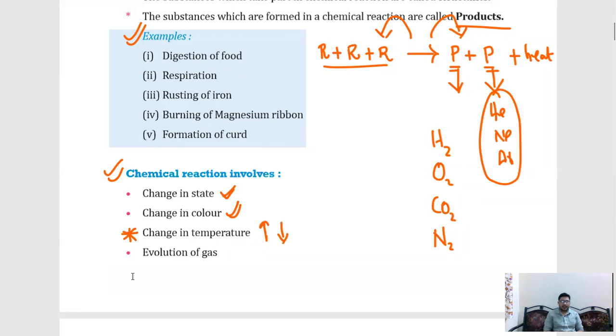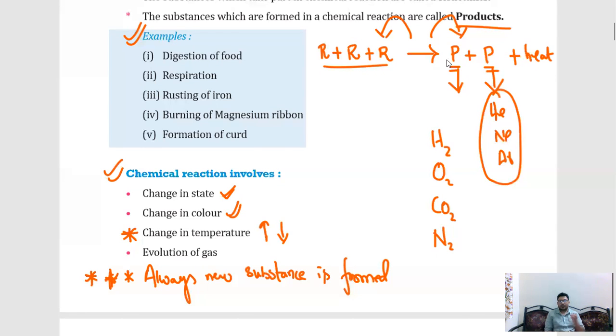Okay, next, another main important thing: always a new substance is formed. That is the most important point, so this is the first point you have to consider. When reactants react with each other and products are formed, these products are always new substances.